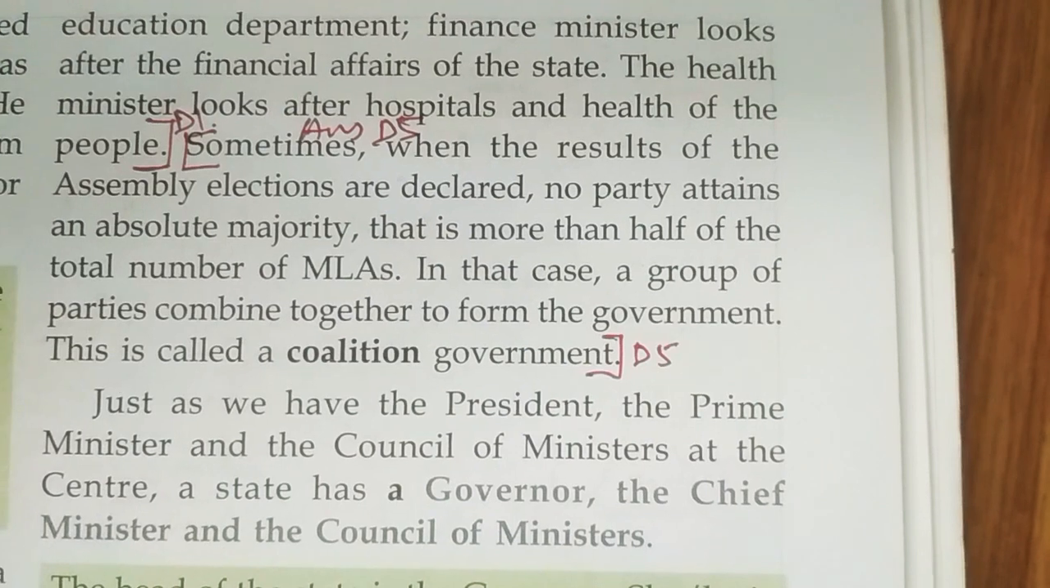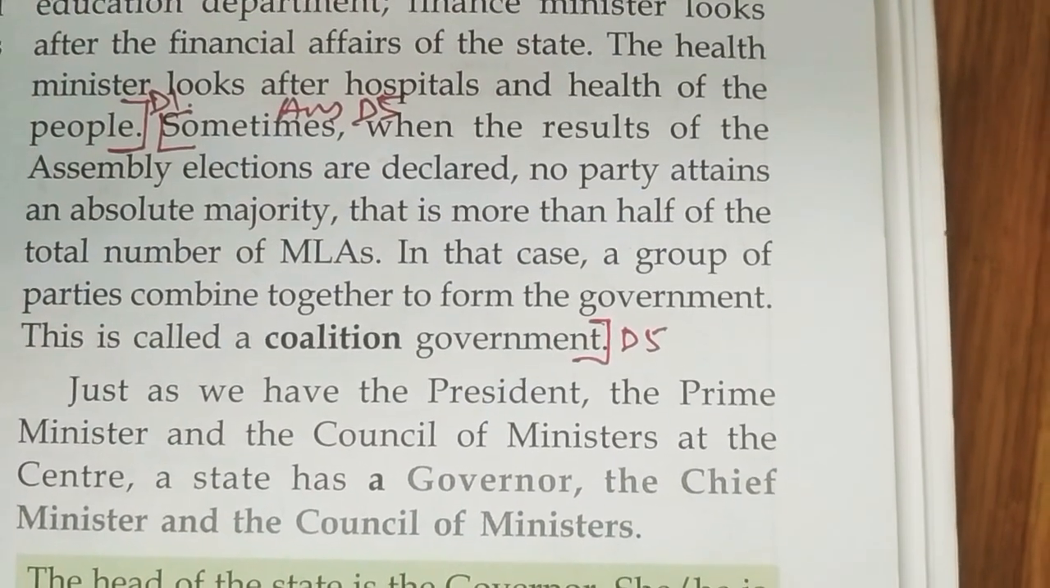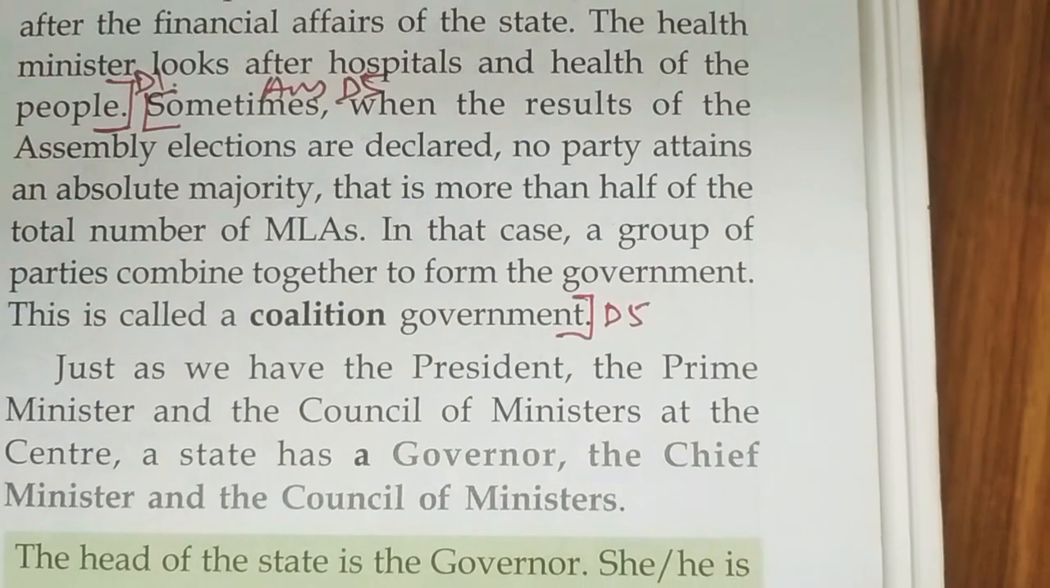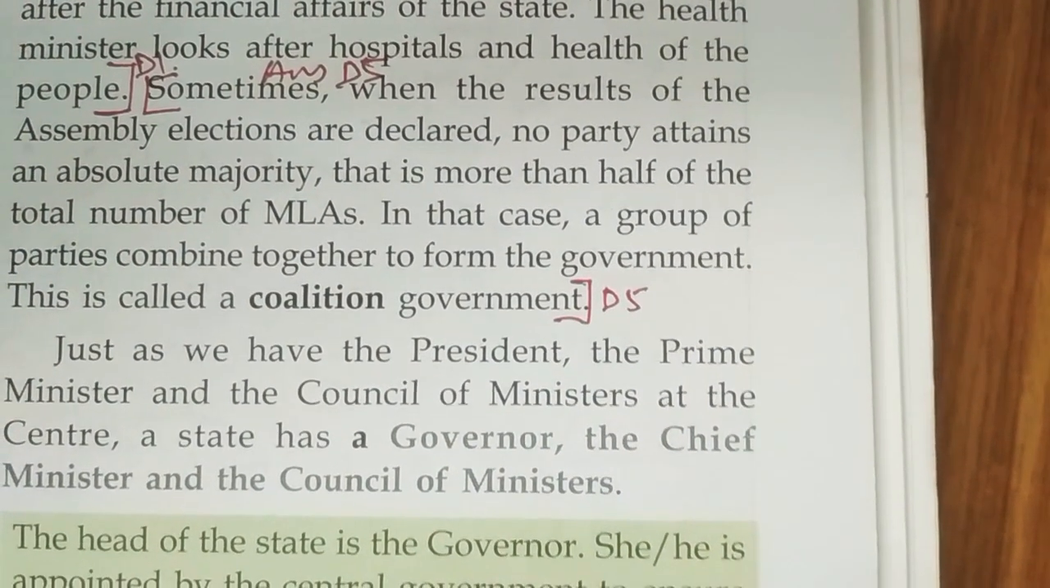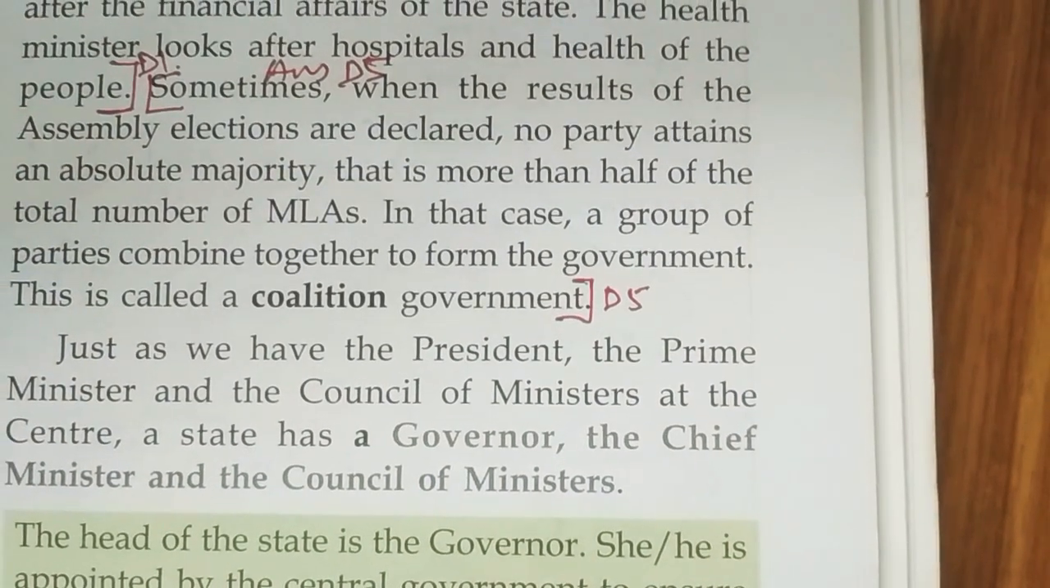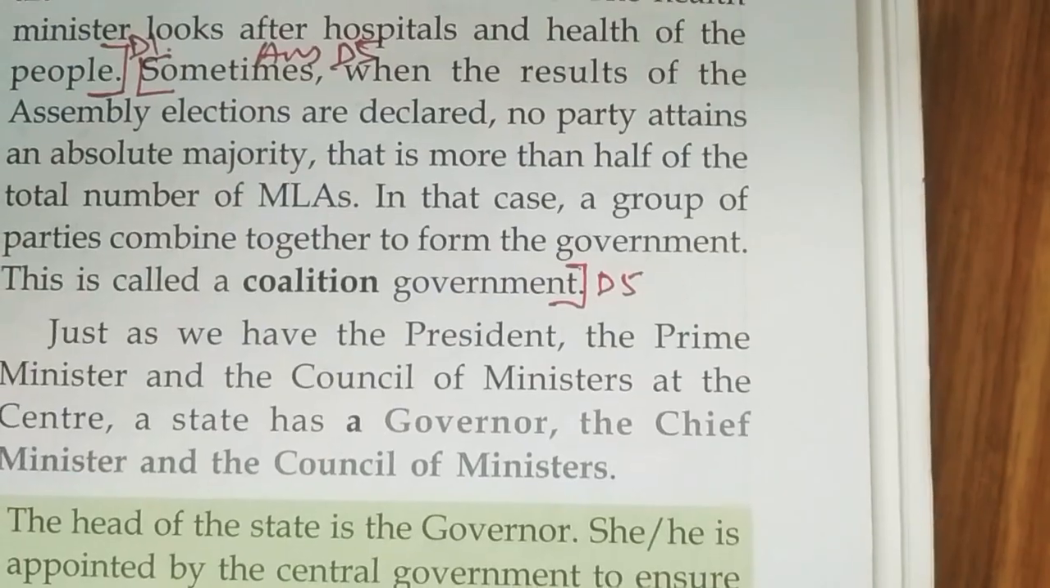Sometimes when the results of the assembly elections are declared, no party attains an absolute majority. This is more than half of the total number of MLAs. In that case, a group of parties combine together to form the government. This is called a coalition government.